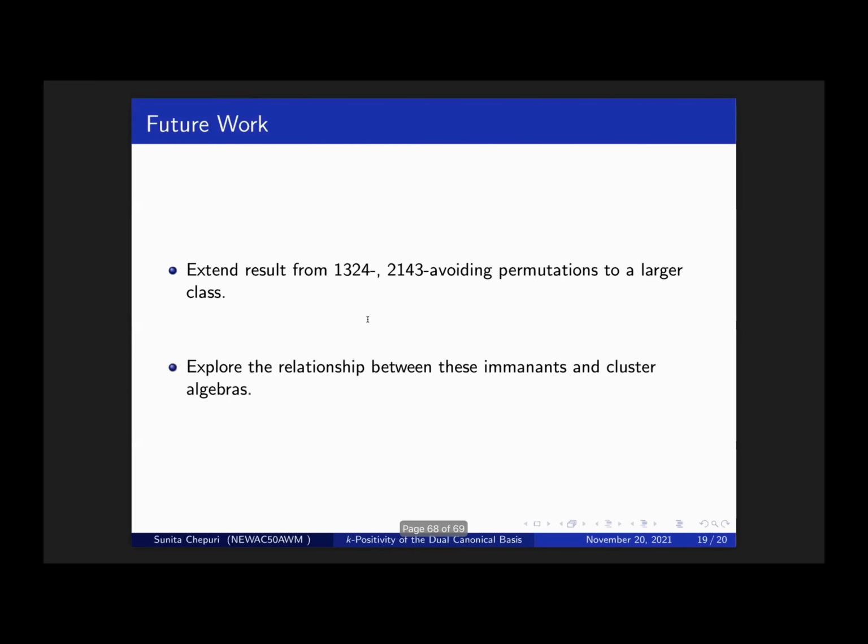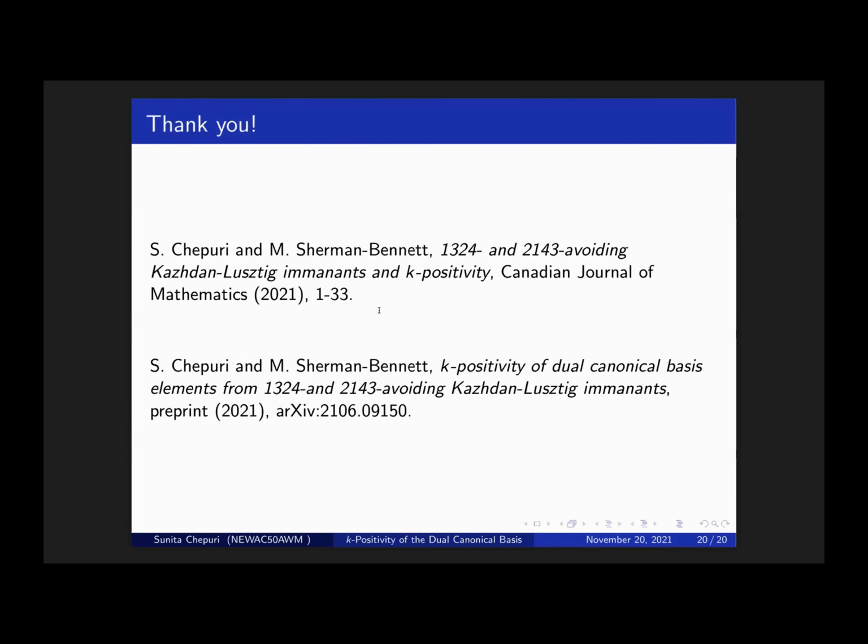And then secondly, we'd also like to explore the relationship between these immanants and cluster algebras. So in the case where K equals 2, we can show that the immanants that we get are all cluster monomials. We don't know if that's true in general, but we would like to explore that more. So I will end there.